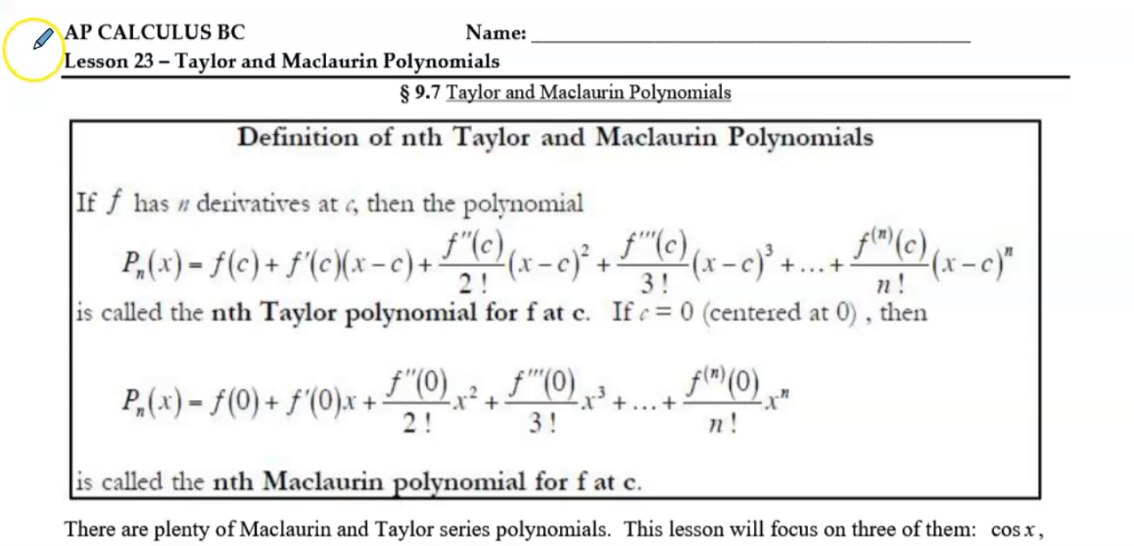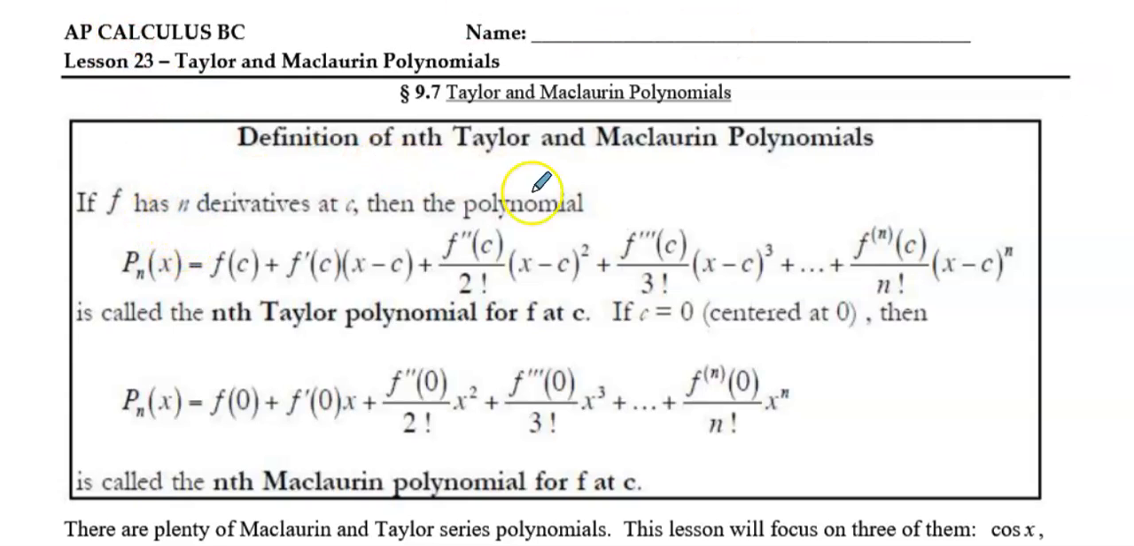Hello everyone, welcome to lesson number 23 for BC Calculus. This is where we're going to start talking about Taylor and Maclaurin polynomials. This is going to be one of the central focuses that we're going to be doing when we get to our last unit of the course with sequences and series.